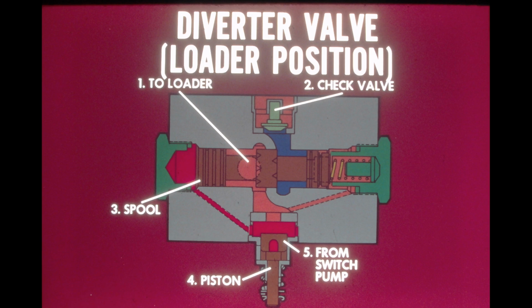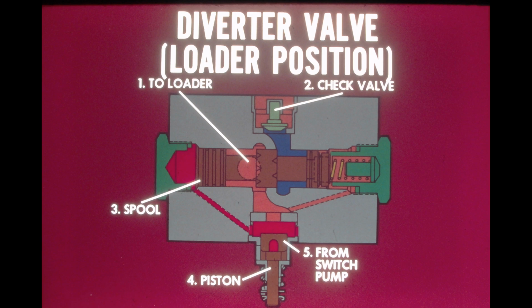When engine speed has reached 1600 RPM, the diverter valve spool should be shifted as shown in the illustration. The spool will shift the switch pump flow from the steering circuit to the loader circuit. The check valve will then seat and prevent backflow into the diverter valve from the steering pump. The orifice will always maintain the pressure differential across the valve.